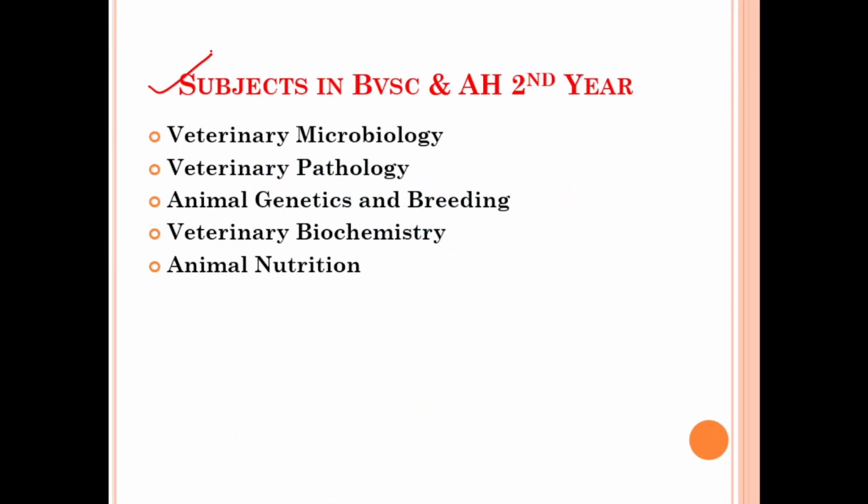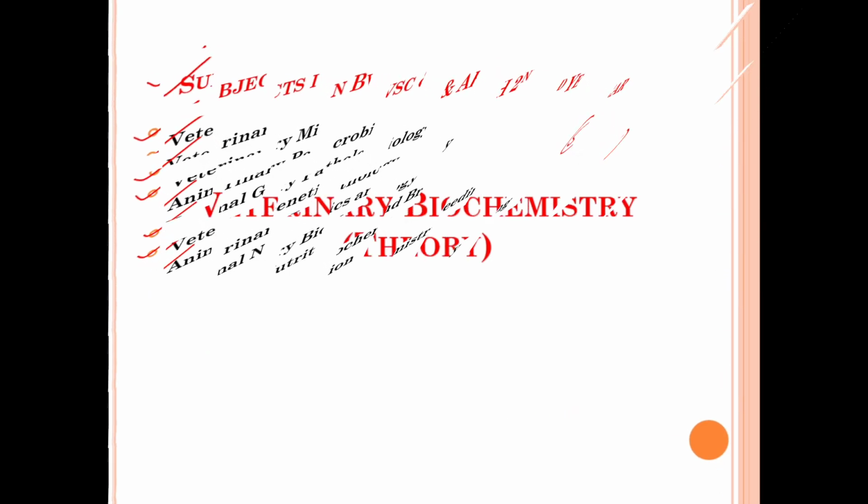First of all, let's discuss the subjects in the Bachelor of Veterinary Science and Animal Husbandry for the second year. In total we have 5 subjects. The first one is veterinary microbiology, the second is veterinary pathology, the third is animal genetics and breeding, also known as AGB, the fourth is veterinary biochemistry, and the fifth is animal nutrition.